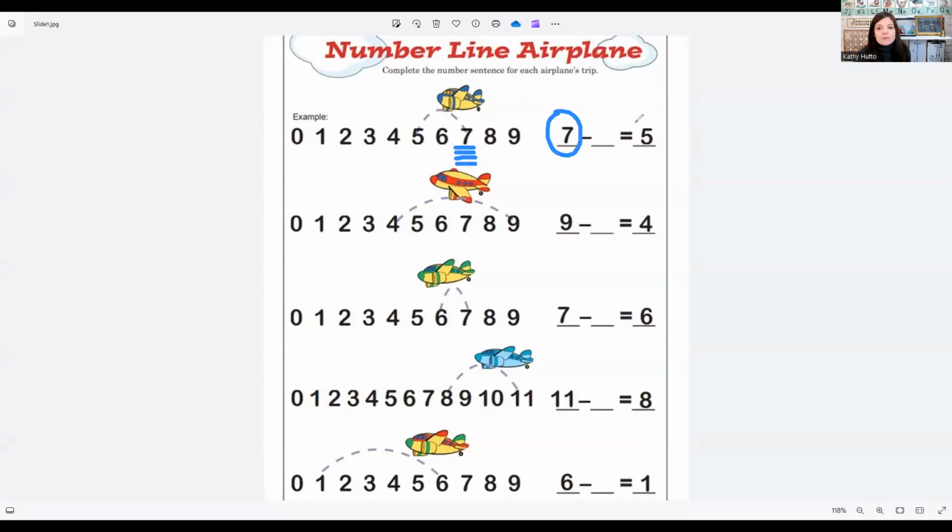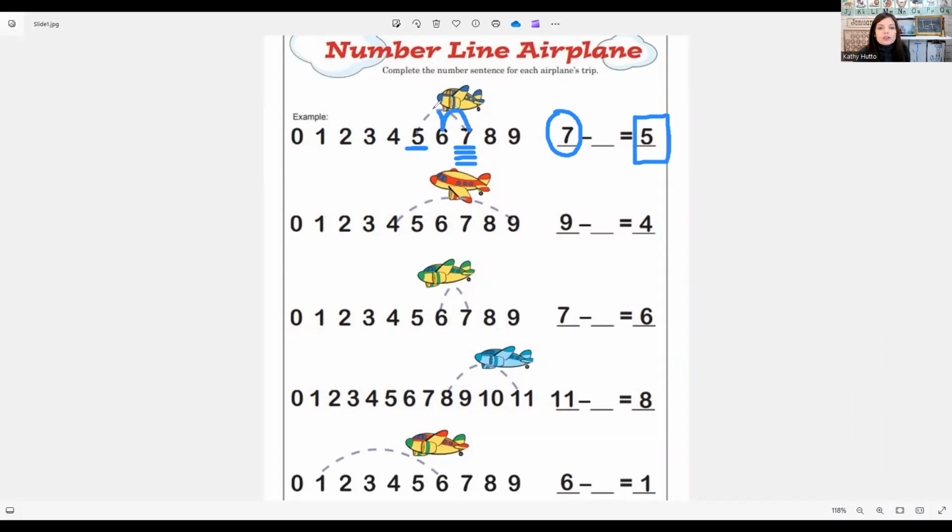That's where we begin. The last number tells me the answer, equals 5. It tells me where we're going to end. This is where our plane will land. Let's see how many spaces we fly between 7 and 5. Ready for takeoff.